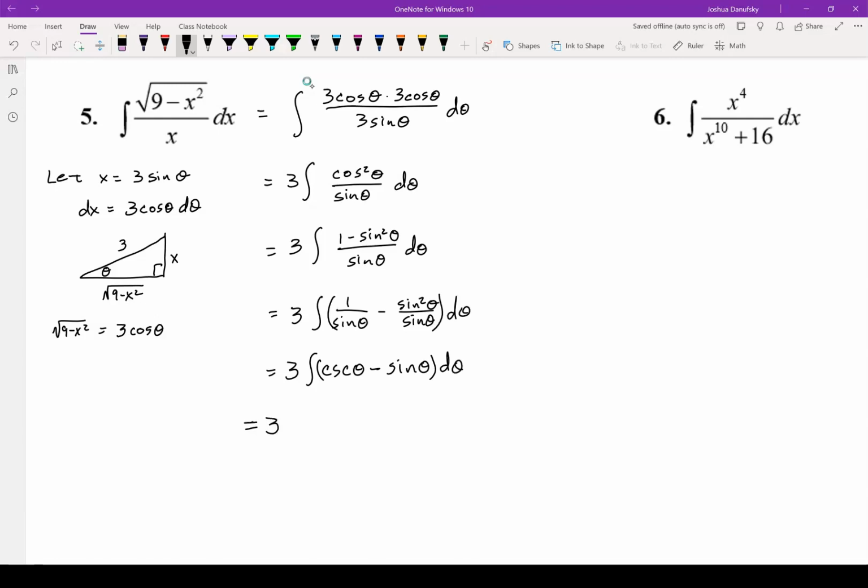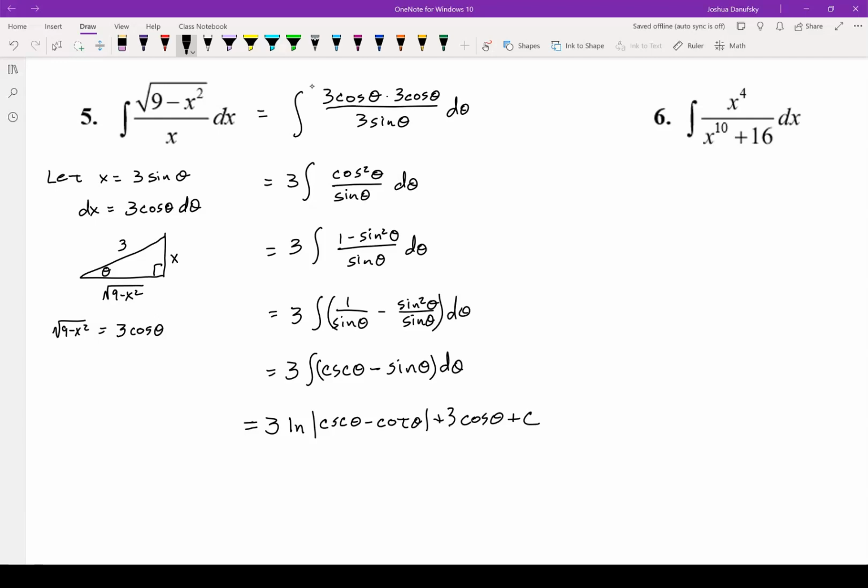The integral of cosecant is ln absolute value of cosecant theta minus cotangent theta. Now the antiderivative of negative sine is positive cosine theta, but we have to make sure we've distributed that 3, plus c.